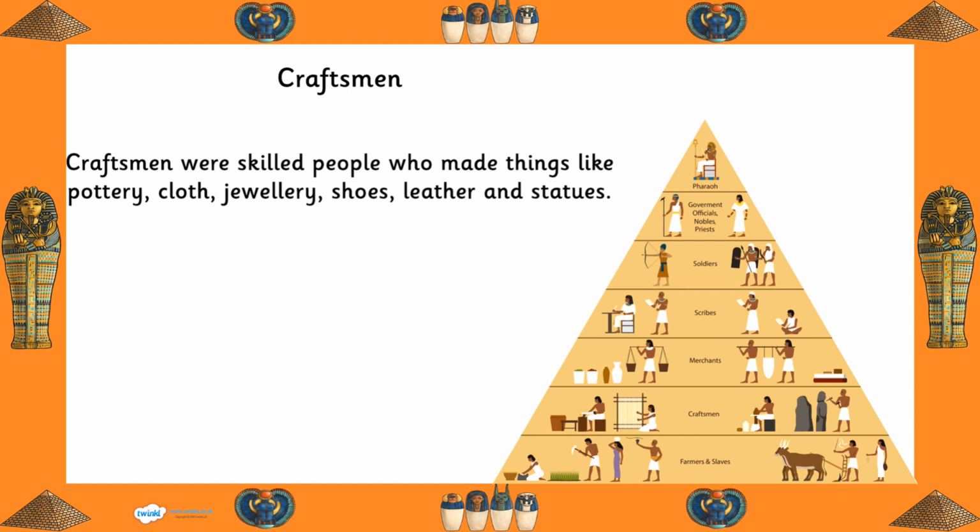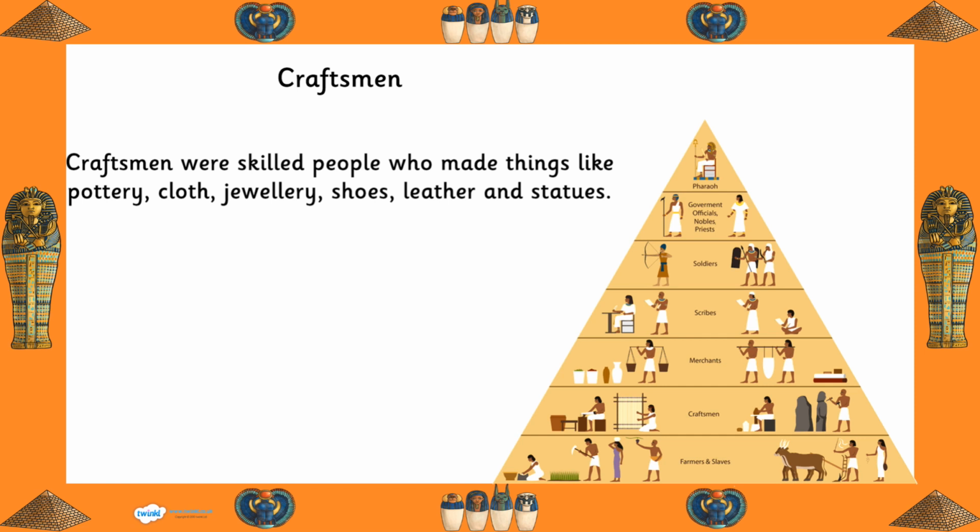Next we have craftsmen, who were the skilled people who made things like pottery, cloth, jewellery, shoes, leather and statues. But they're right near the bottom, but we're saying that they're skilled. Now what's interesting to note as well is that the stuff that the merchants would sell would generally be made by the craftsmen. The merchants would go and sell what the craftsmen made. But all of that stuff that the craftsmen made would essentially belong to the pharaoh. If the pharaoh said he wanted all of that, or she wanted all of those things, you had to give them. That was it. You made them, but you had to give them to the pharaoh.